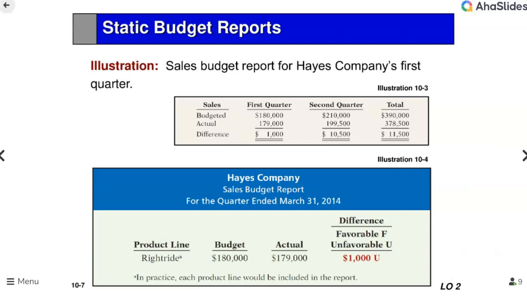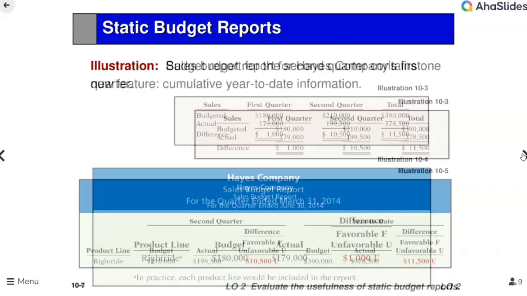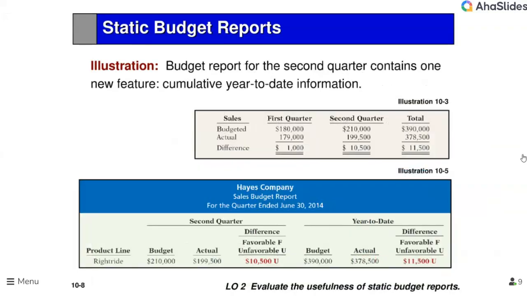Okay, now the second quarter, we look at it. The budget was 210. The actual is 199. So the variance is 11,000, and again, we mark that variance as unfavorable. So year to date now, we have 12,000 unfavorable. Now, let's talk a little bit more about these variances.